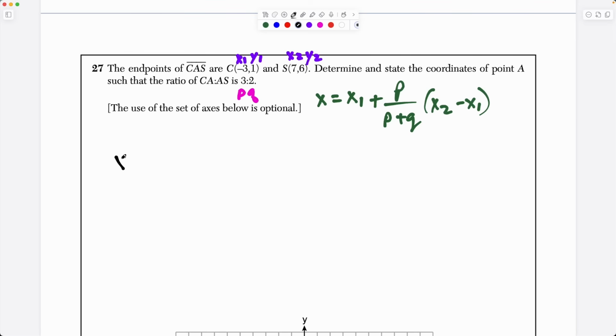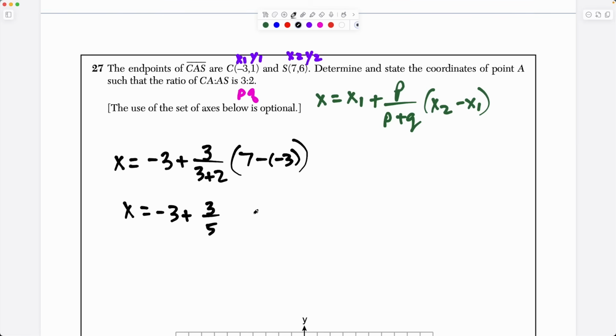So we could just plug in. We could say the mystery x value for A is equal to x1, which is negative 3, plus p over p plus q, so that's 3 over 3 plus 2, times x2 minus x1. So I'm doing 7 minus negative 3. And if we work this out, we're going to have x equals negative 3 plus 3/5 times 10, because 7 minus negative 3 is 10. So from here we can just simplify. 10 divided by 5 is 2. And then negative 3 plus 3 times 2, we're going to have x equals negative 3 plus 6, which is going to give us x equals 3. Okay, so this is our x coordinate.